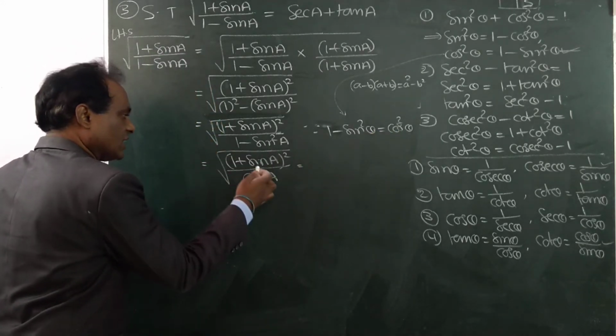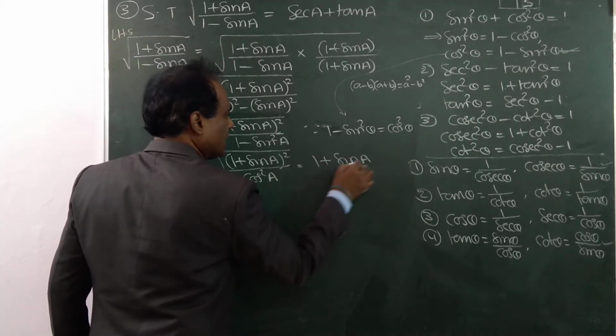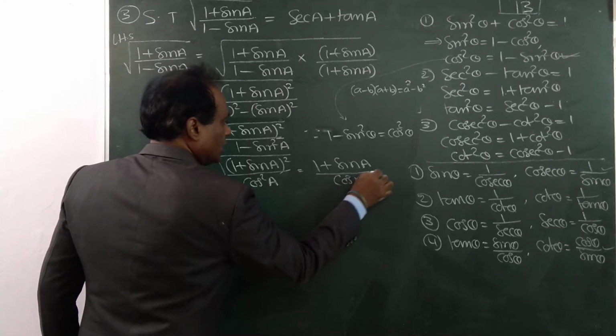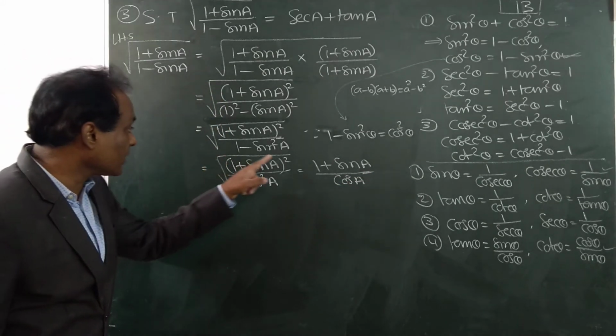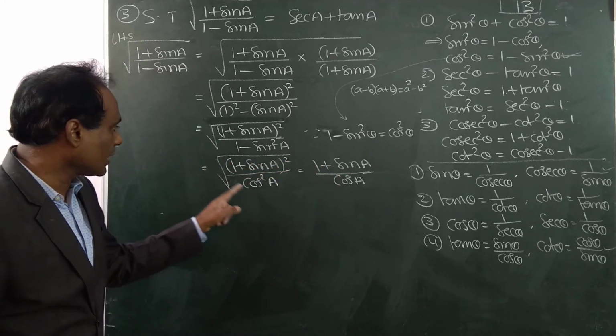Square root cancel. We get 1 plus sin A by cos A. See, this root is for both the numerator and denominator. If you apply it to the numerator, the square root cancels and we get 1 plus sin A. Here also the square root cancels and we get cos A.